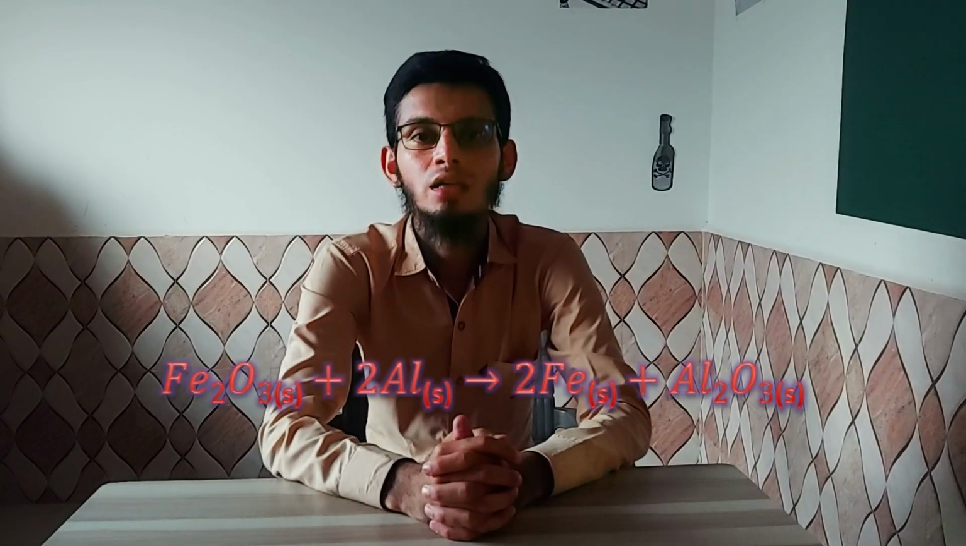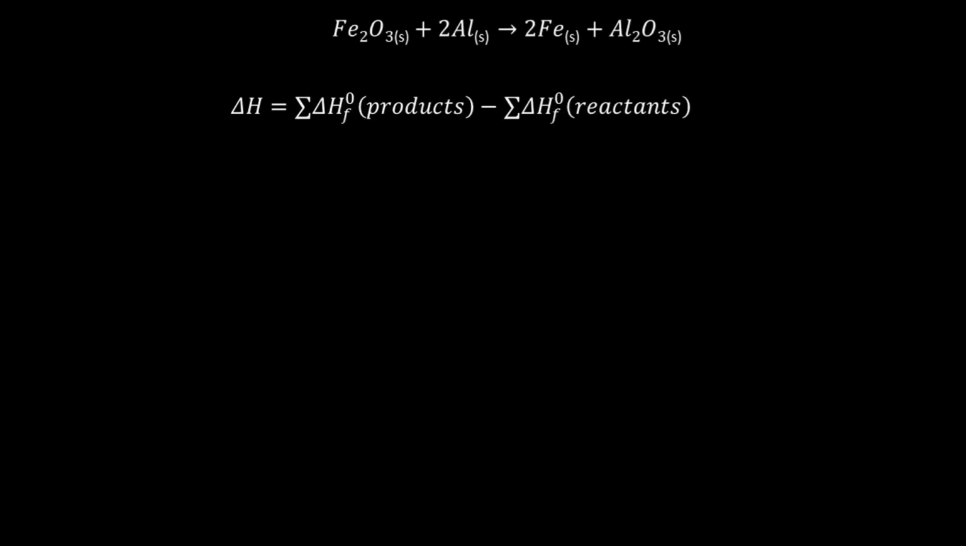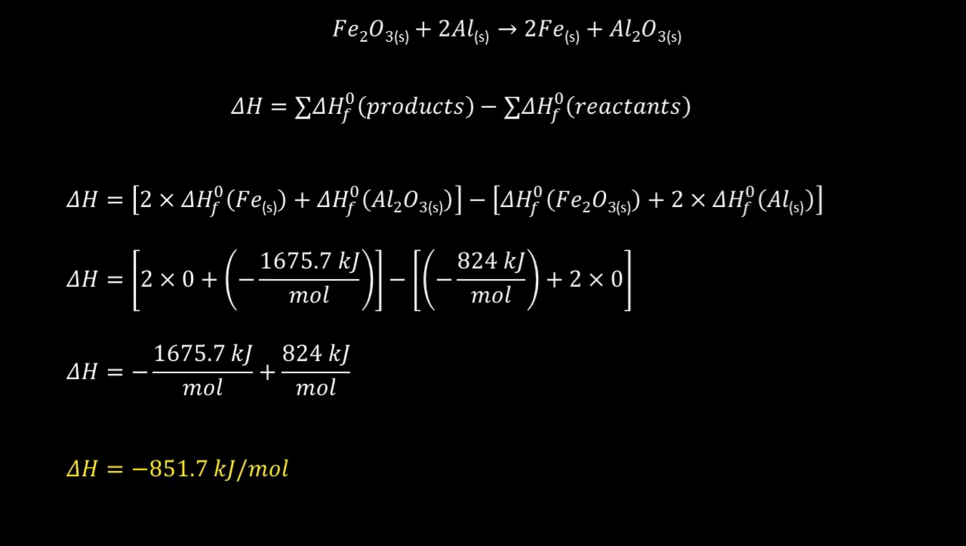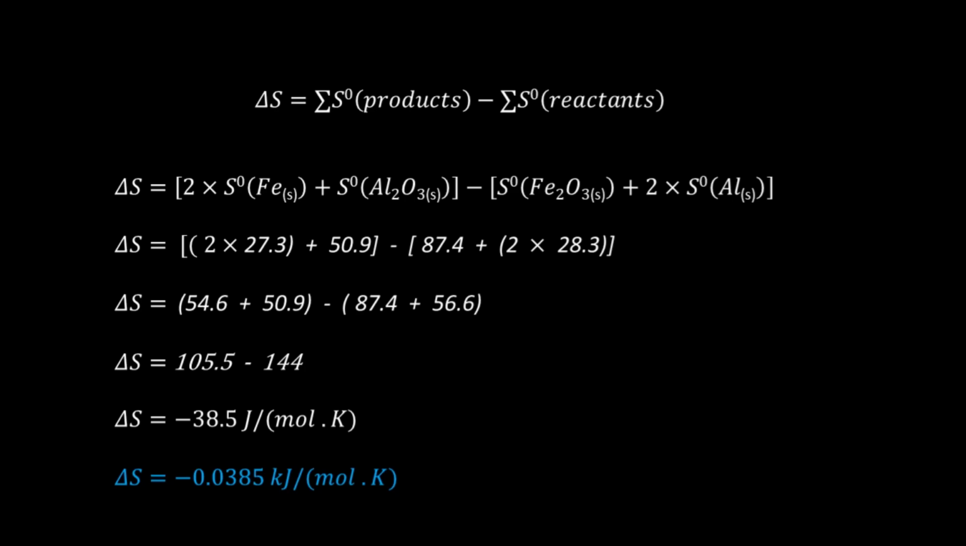Fe2O3 plus 2Al gives us 2Fe and Al2O3. So first of all, delta H. But we have to remember that for an element or compound which is in its standard state, delta H is equal to 0. So delta H for the reaction can be given like this, and the final answer is minus 851.7 kilojoule per mole. Similarly, delta S for the reaction is delta S of products minus delta S of reactants. So we can get the final answer like 0.0385 kilojoule Kelvin inverse mole inverse.